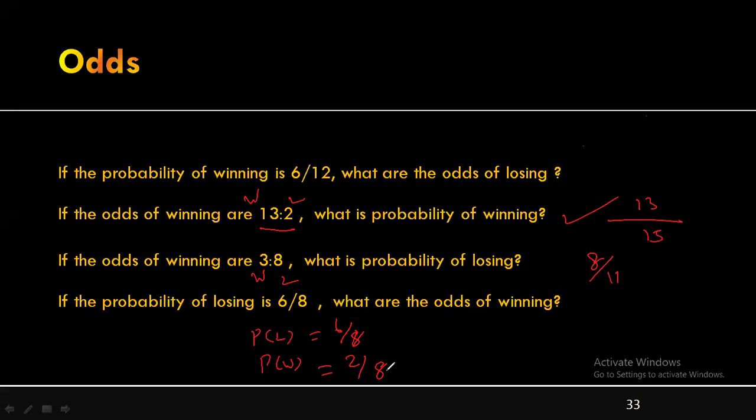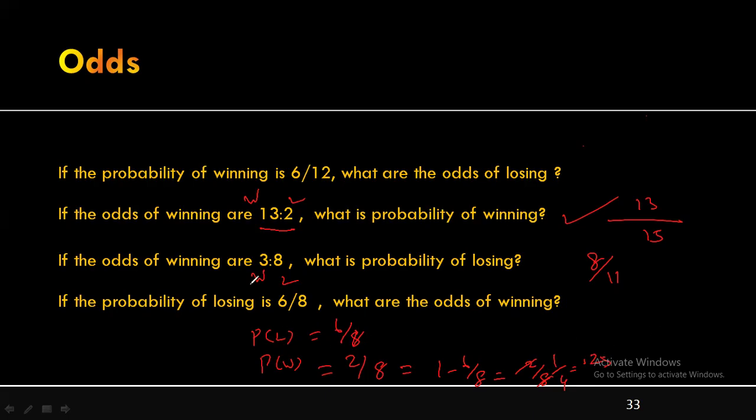Instead of writing it straightforwardly, I know very well that out of total possible outcomes, there are 6 times I lost, which means the remaining 2 times I won. But mathematically, how do you do that? The probability of loss was given here. If you subtract this from 1, you will get the probability of winning. So 8 minus 6, 2 over 8, which is nothing but 1 by 4.